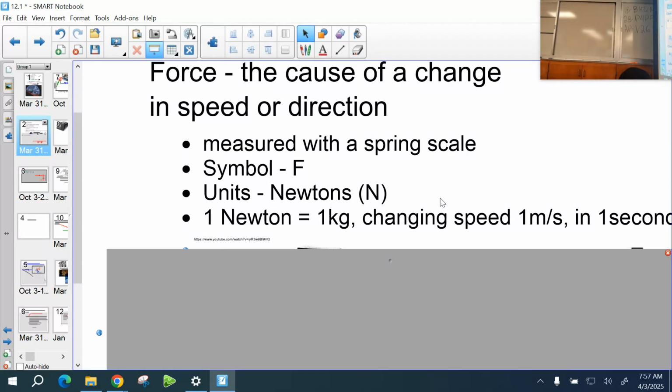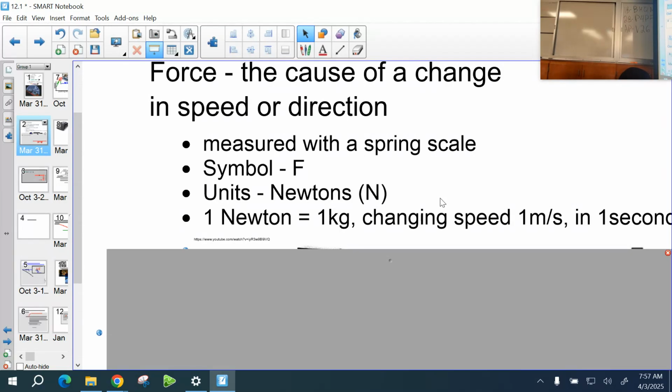So the acceleration due to gravity is 9.8 meters per second. So I have 1 kilogram. This is a mass of 1 kilogram. It doesn't weigh 1 kilogram. It's a mass of 1 kilogram. This scale tells me the weight. So the mass is 1 kilogram.